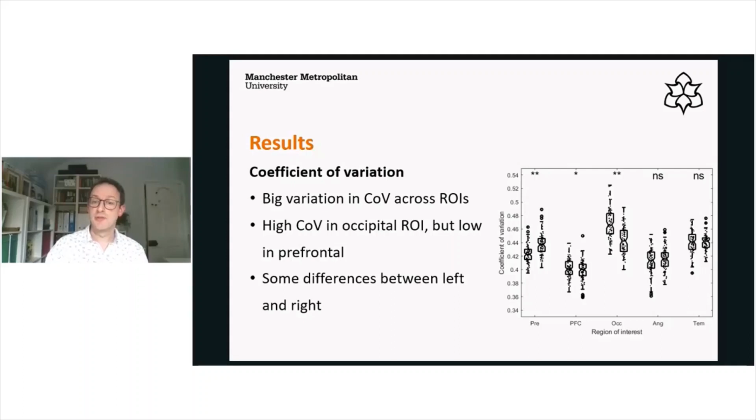For example, the occipital cortex has a relatively high coefficient of variation, and also seems to be different between the left and right hemispheres, whereas there is relatively low variance in the prefrontal cortex, and that's a bit more optimistic for, for example, cognitive experiments where we want to knock out or enhance some kind of cognitive processing. Or this is a common target for depression-related targeting as well.